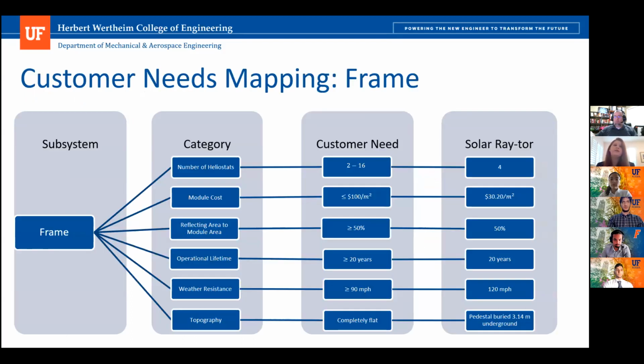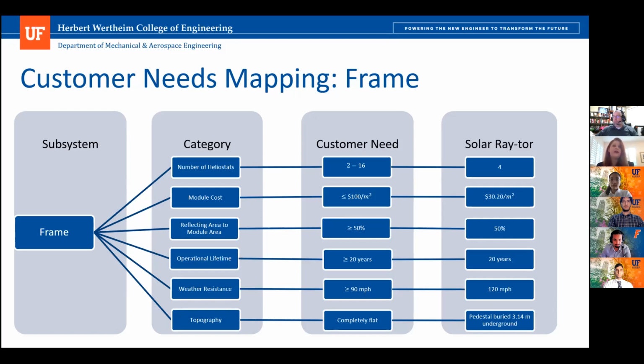The following customer needs were mapped to the frame subsystem to determine how the solar Ray-tor met them. According to the customer, each module must be composed of 2 to 16 heliostats. The solar Ray-tor consists of 4 heliostats. The cost must be below $100 per meter squared. For our design, the total frame cost per module is $30.20. The total reflecting area to module area should be significant, at least 50%, which is met by the solar Ray-tor.